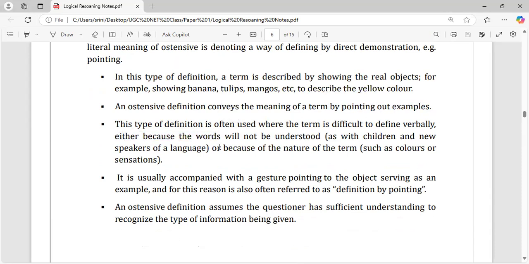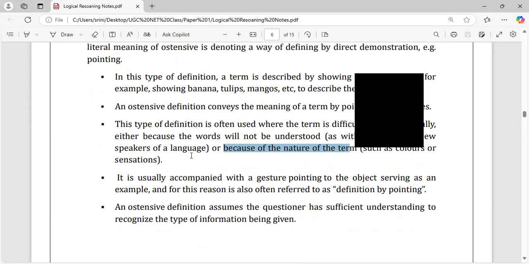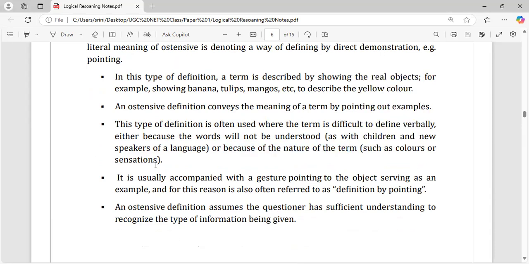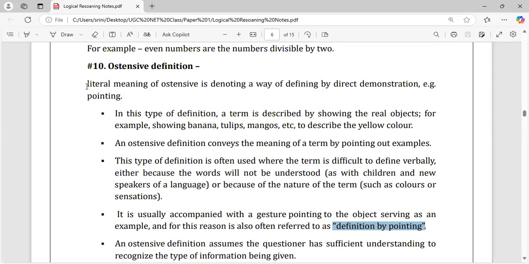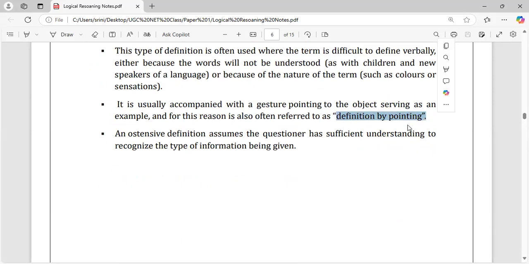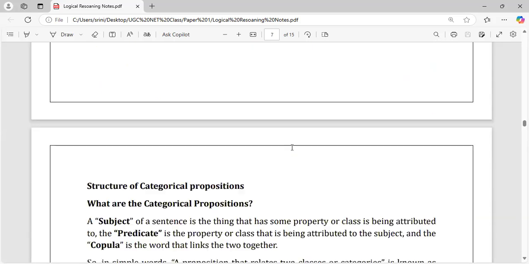This type of definition is often used where the term is difficult to define verbally, either because the words will not be understood by children and new speakers of a language, or because of the nature of the term, such as colors or sensations, or jargon terms. It is usually accompanied by a gesture pointing to the object serving as an example, and for this reason is often referred to as definition by pointing. An ostensive definition assumes the questioner has sufficient understanding to recognize the type of information given.